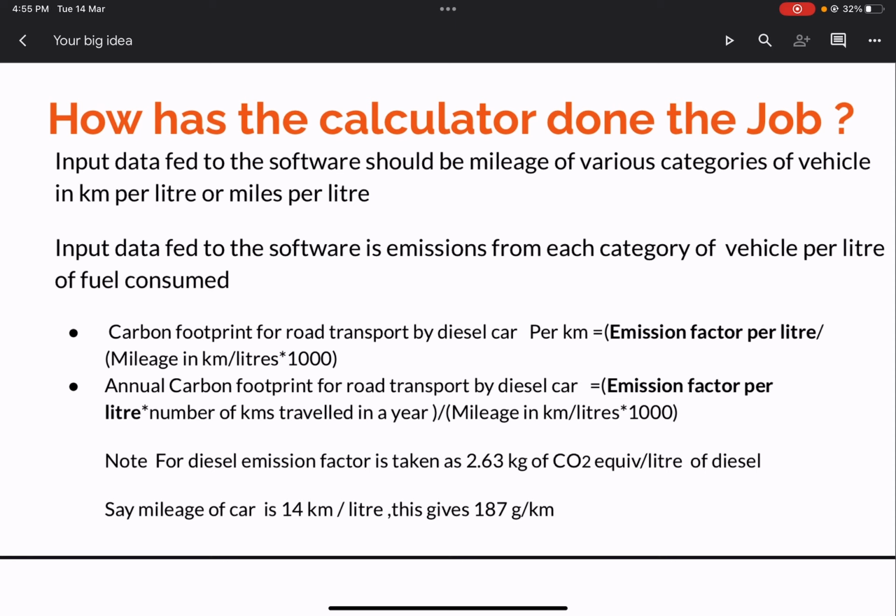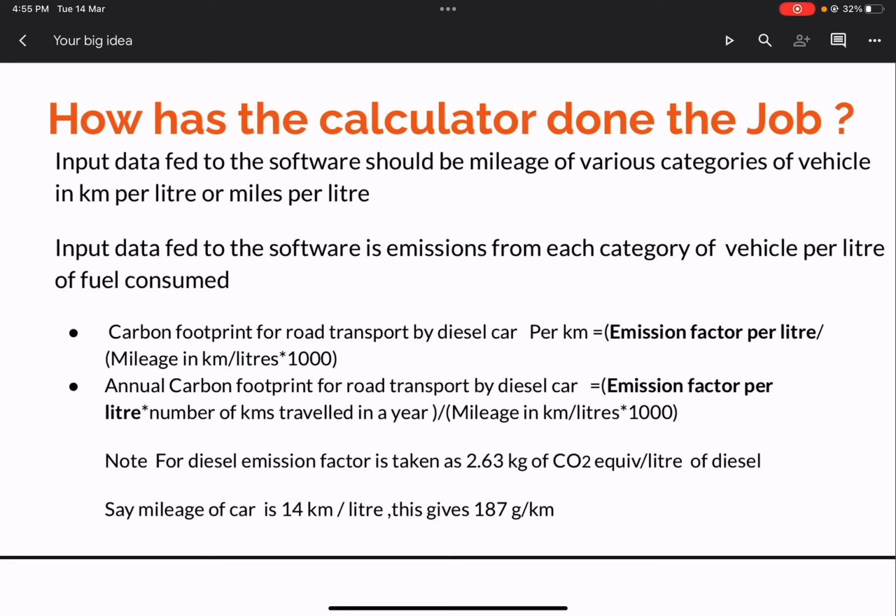What is then necessary is, instead of emission factor from a vehicle, we would require the input in the form of emission factor per liter of fuel. Okay, different fuels would have different emission factors and they are pretty standardized.